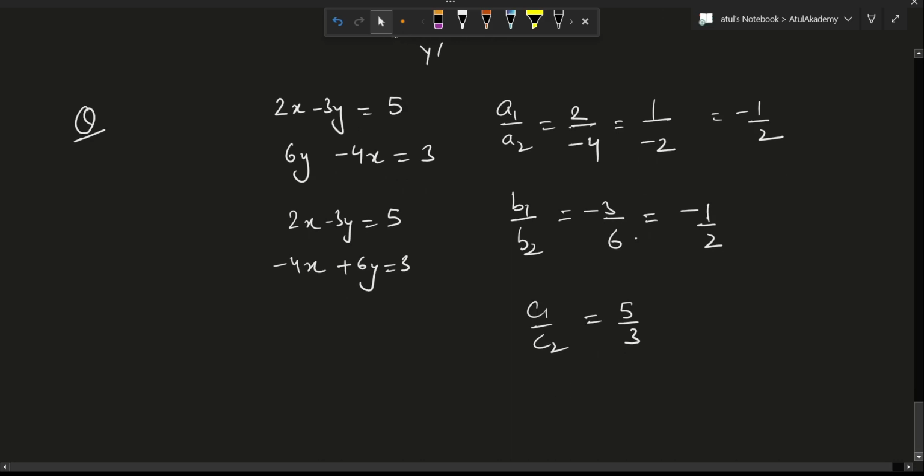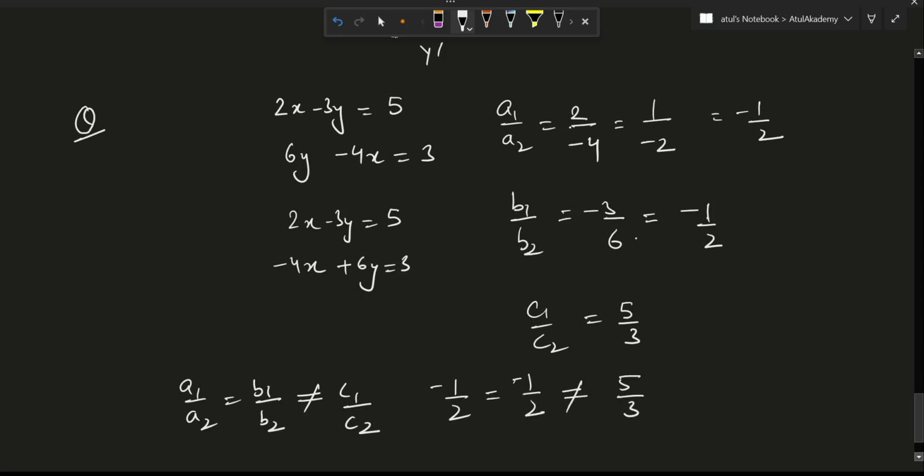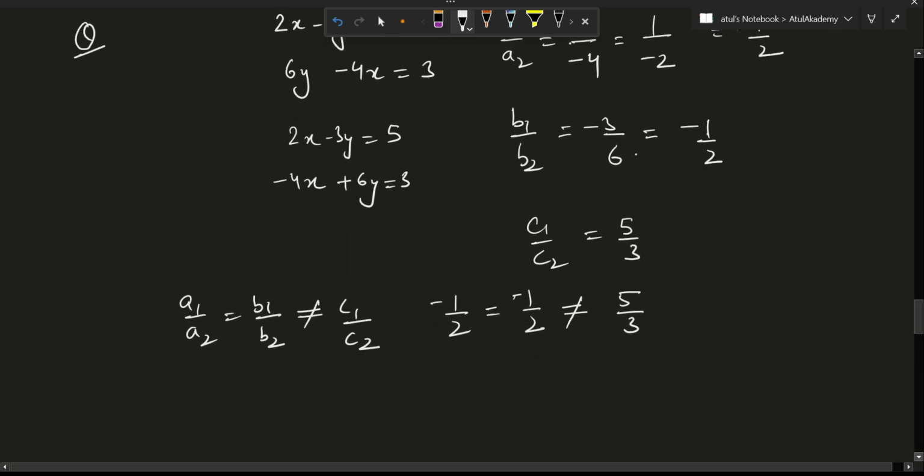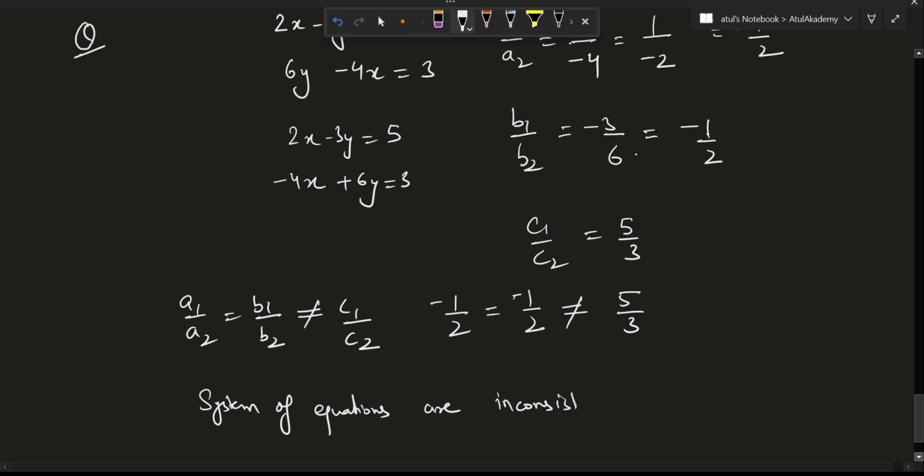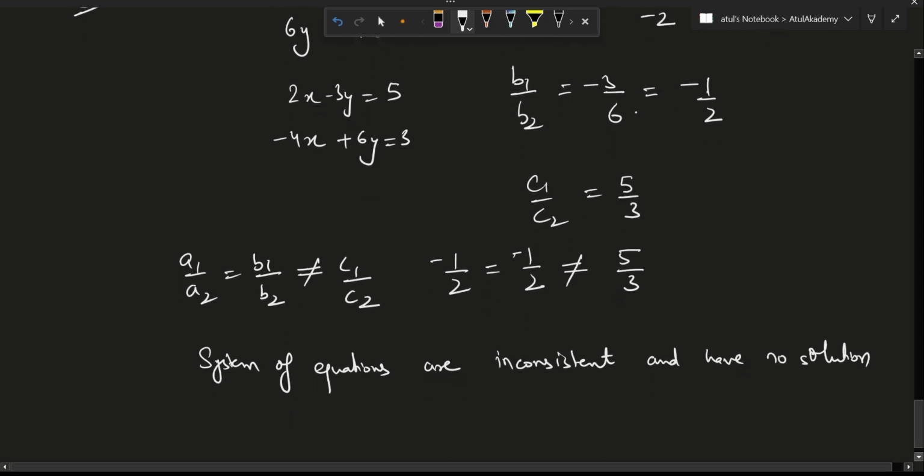So what will I write? That a1 by a2 equals b1 by b2 but not equal to c1 by c2, which is 1 by 2, minus 1 by 2, minus 1 by 2, both are equal but not equal to 5 by 3. So the system of equations given is inconsistent and has no solution. No solution meaning if you plot the graph, you will get parallel lines. Clear?